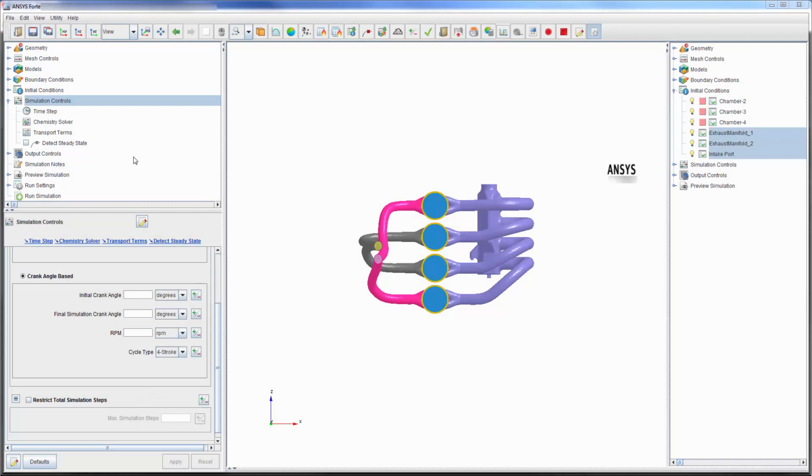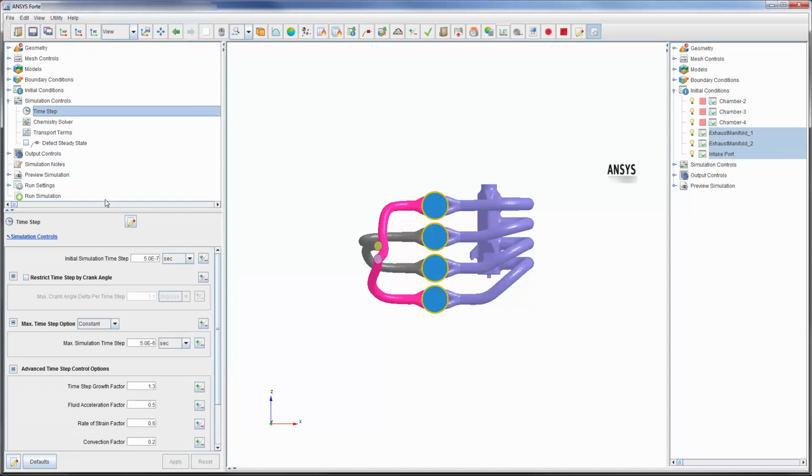Now to add some simulation controls. This simulation will utilize the crank angle based solver and will be run for 2 complete engine cycles at 2000 RPM. The max simulation time step will be 10 microseconds.